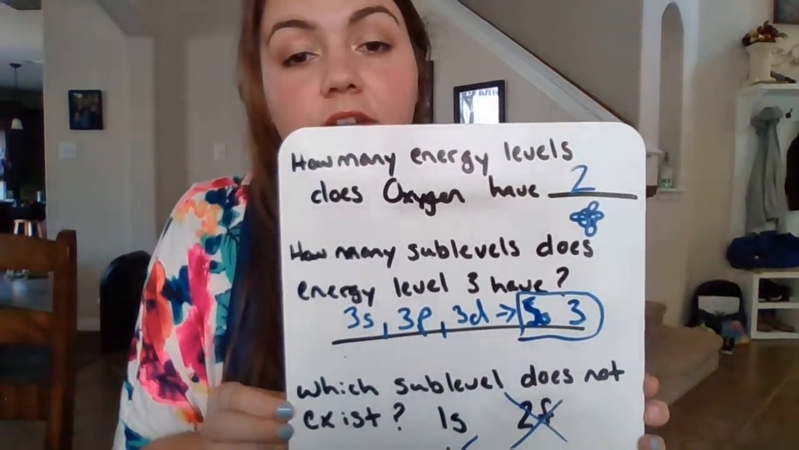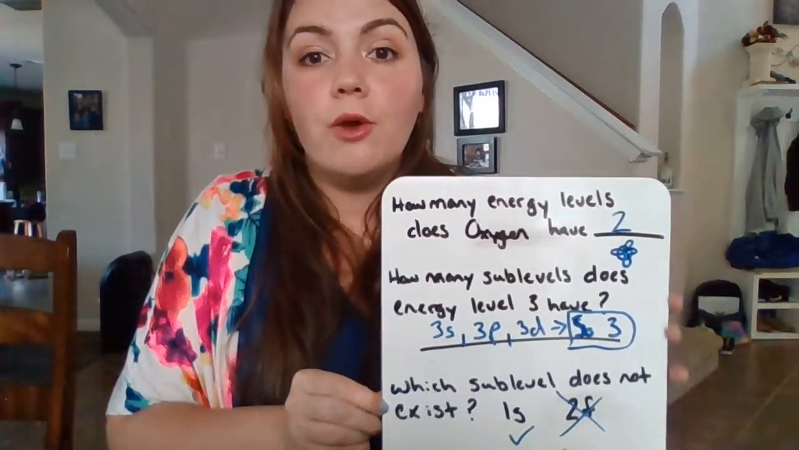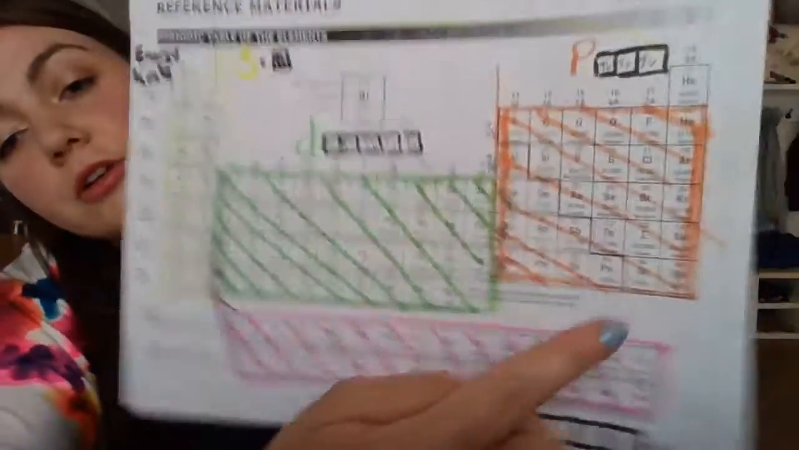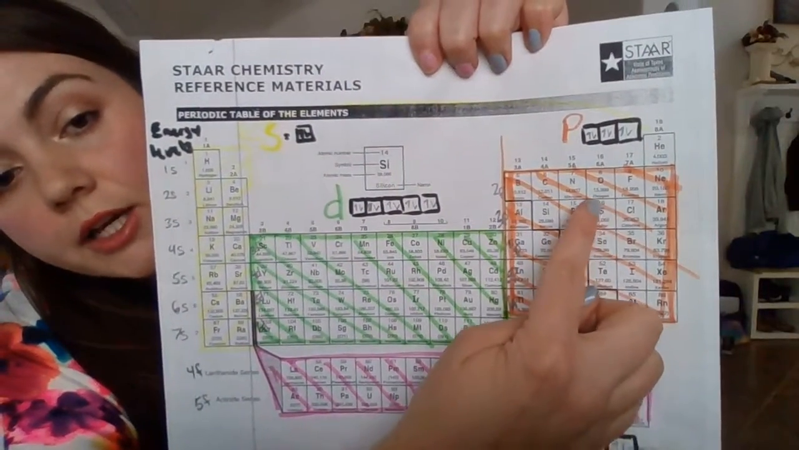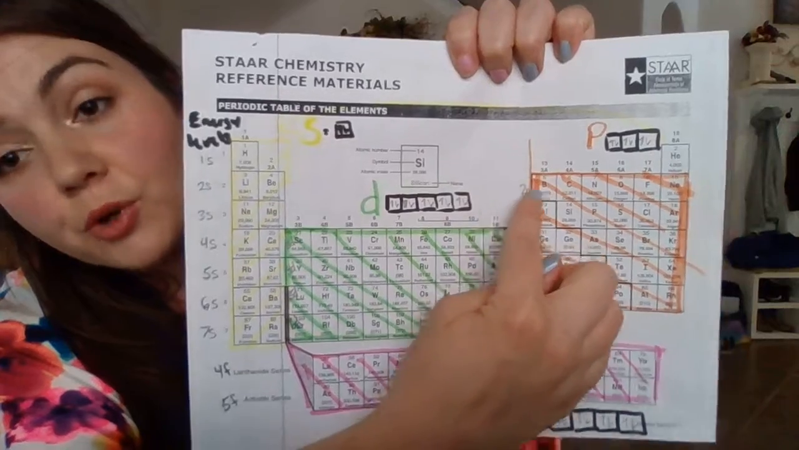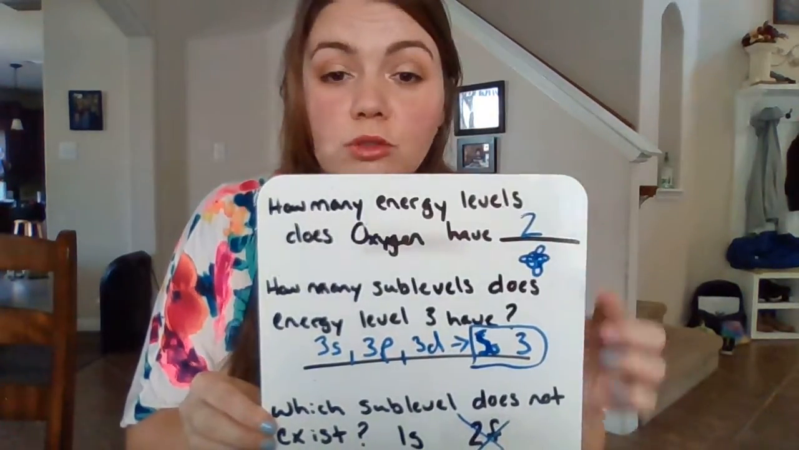First question said, how many energy levels does oxygen have? So how do I know that? To answer how many energy levels something has, you just find the element. So let's find oxygen. Oxygen is here. What number is it on? 2p. So the number is 2. So what energy level is it on? 2. Okay, so the answer is 2.